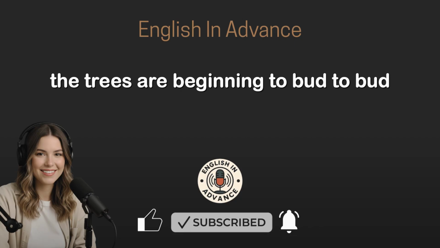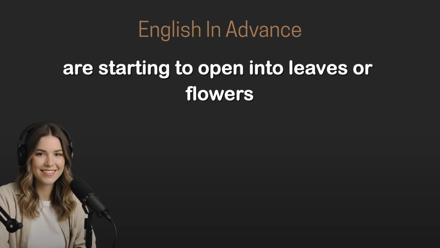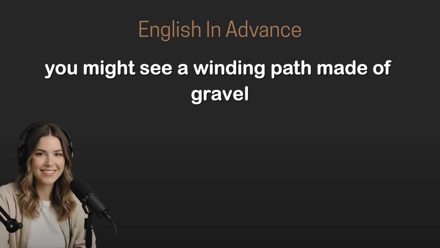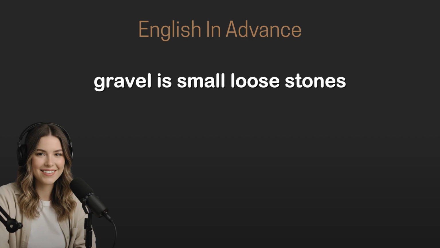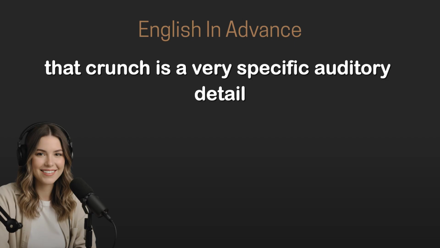The trees are beginning to bud. To bud means the small green parts are starting to open into leaves or flowers. You might see a winding path made of gravel. Gravel is small, loose stones. When you walk on gravel, it makes a crunching sound. That crunch is a very specific auditory detail.